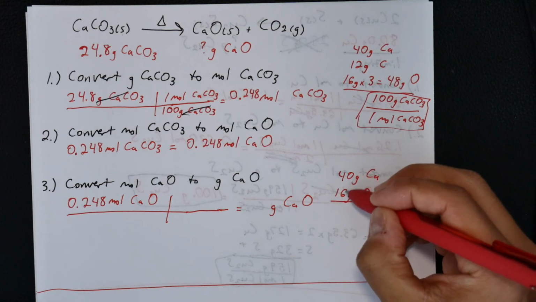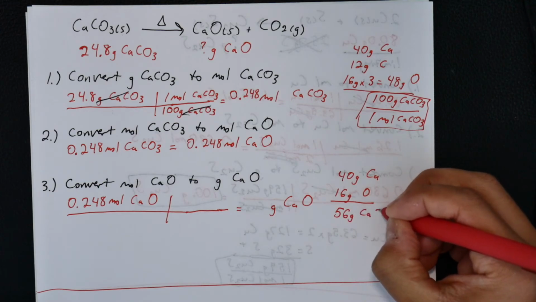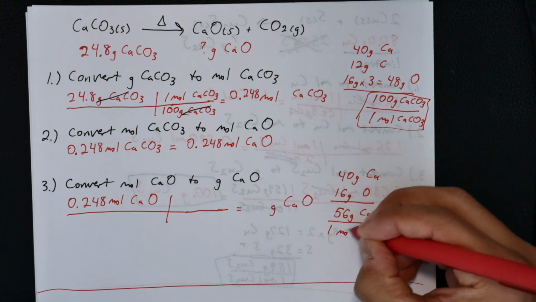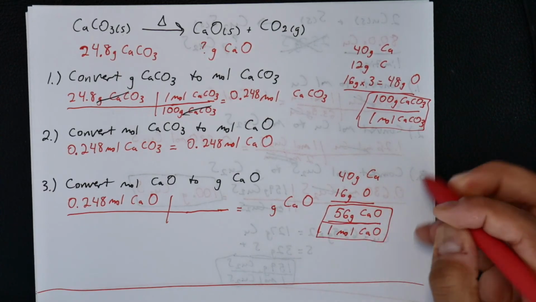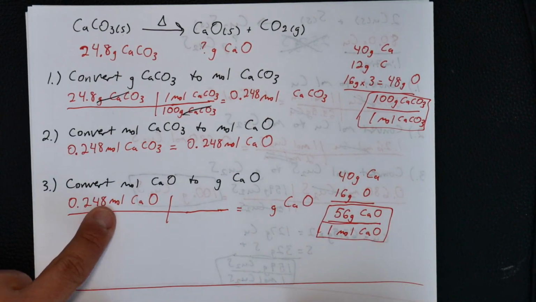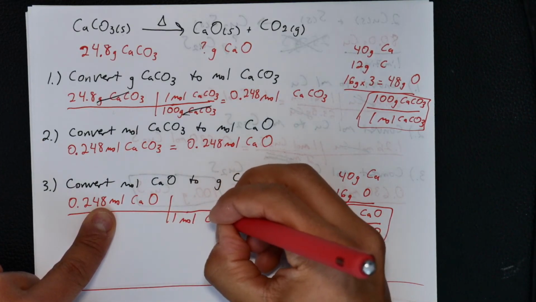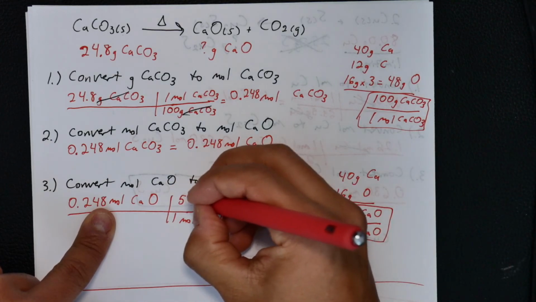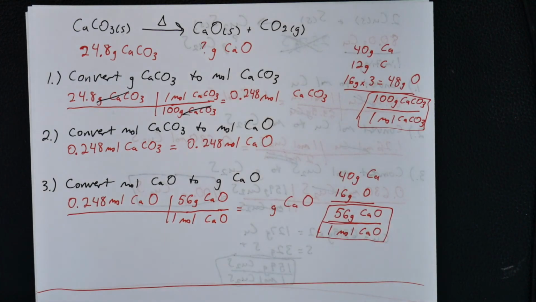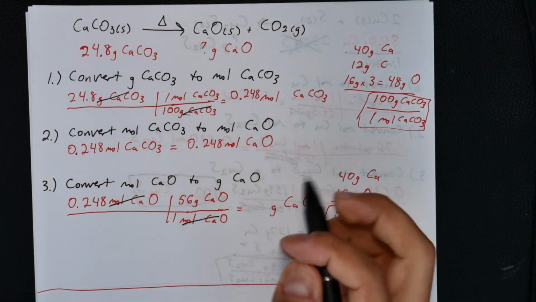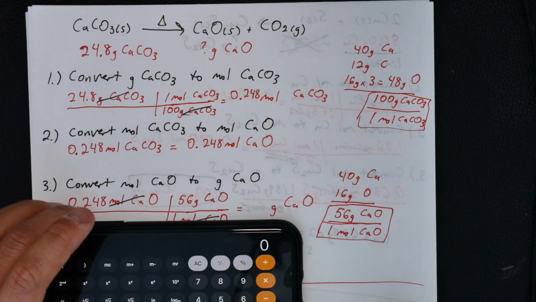We add those together, 40 plus 16, I can do this in my head, that is 56 grams of calcium oxide per 1 mole of calcium oxide. Okay, so there's our molar mass. Since we're starting in moles of calcium oxide, the 1 mole of calcium oxide will be on the bottom of our fraction like this. The 56 grams of calcium oxide will be on the top of our fraction like this. That way, moles of calcium oxide cancel with each other, and we're basically just going to take 0.248 times 56.